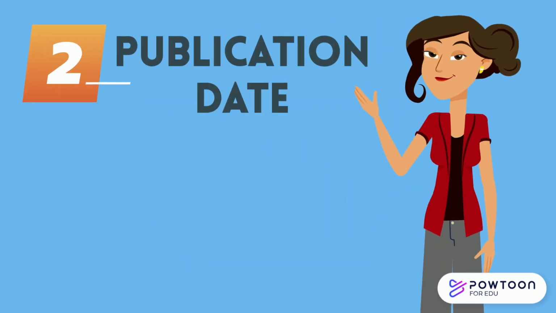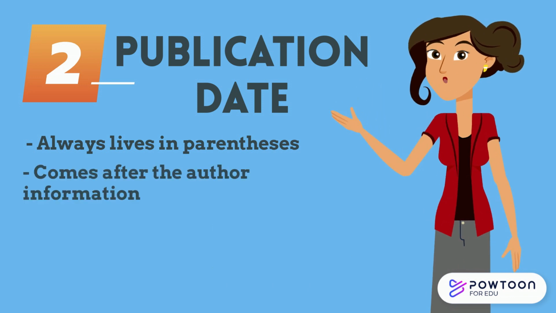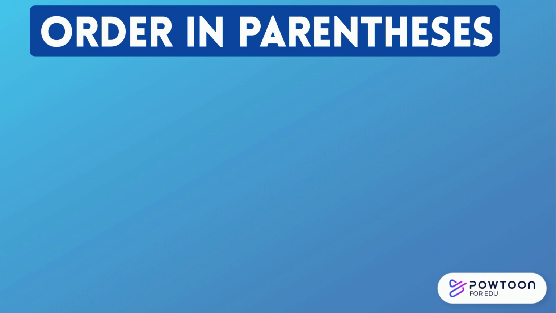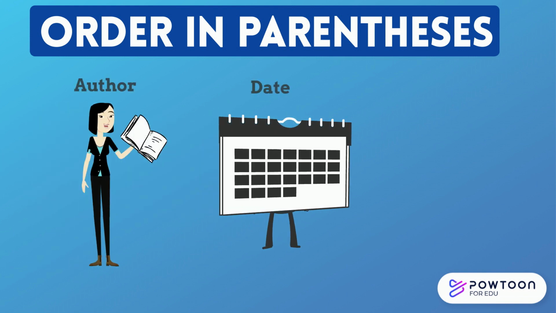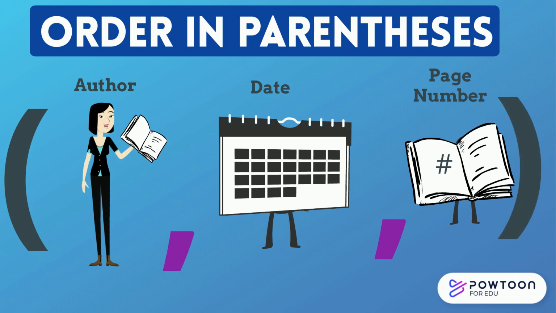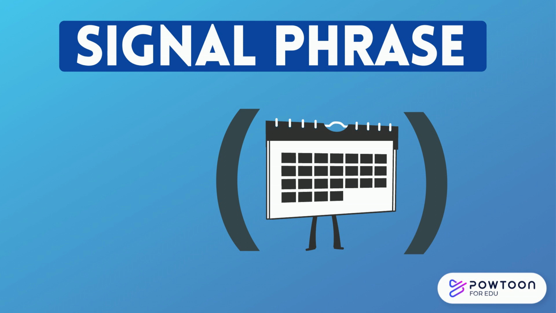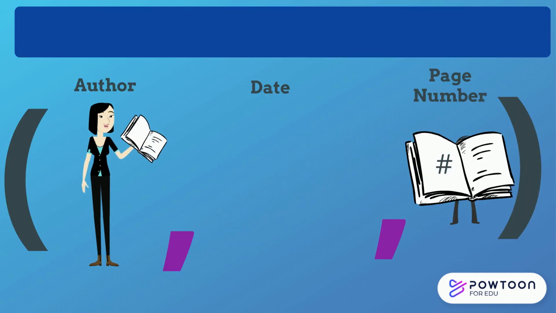Next, we have our publication date. This information is always in parentheses and always follows the author information. For a parenthetical citation, the order of information is author, date, and then, if needed, page number. These pieces of information are separated by commas within parentheses. For a signal phrase, the publication date is within parentheses that follows the author's information within the sentence.